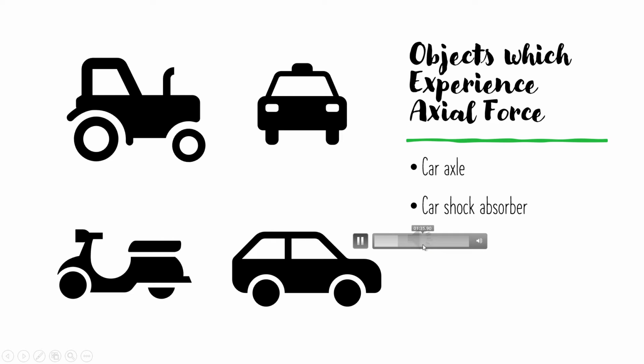So, we choose the car axle as an object in mechanical engineering that experiences axial force because, first, an axle or car axle is a rod around which a wheel moves or rotates. The front wheels of your car sit on an axle, turning around it as the car moves.